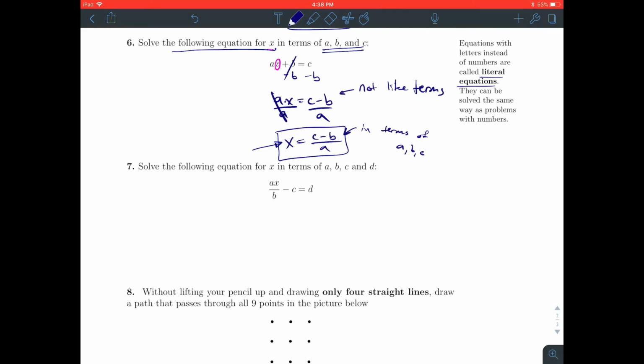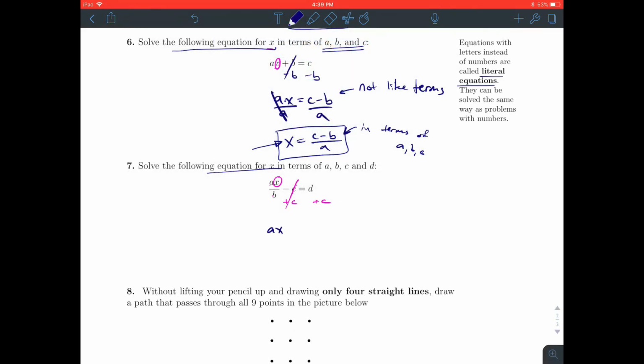Next up, we need to solve problem number 7. This is another literal equation. So we need to solve it for x, so we'll get x by itself, which means we'll have to get rid of this a, b, and c. So we're thinking about which one to start with, the c is furthest from the x group. So we'll get rid of this minus c first by adding c on both sides. That will give you ax over b equals d plus c.